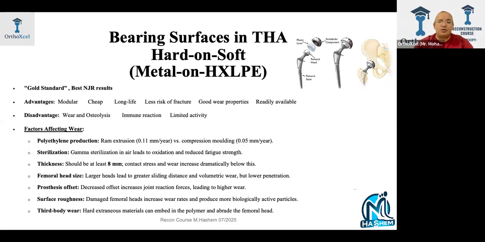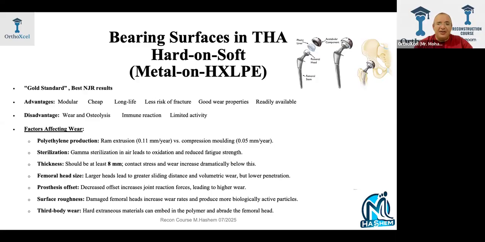Okay, what's the bad or dark side of it? It's still causing wear, and the wear, as I explained, releases big particles but low in volume, and this induces a macrophage reaction, and this induces osteolysis and bone destruction. The wear particles can induce an immune reaction, and a patient with metal on poly, or hard on soft, has to have limited activity and a low functional level, because metal on poly will not give him the full functional activity, or it will fail very early.